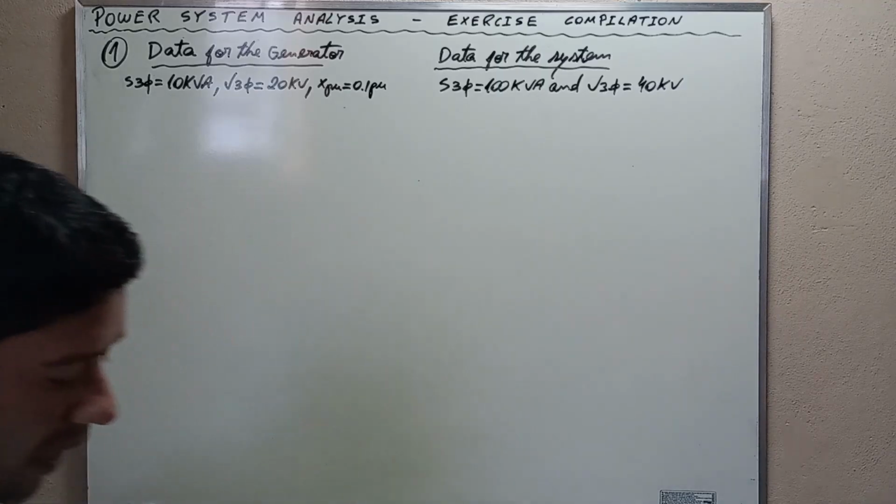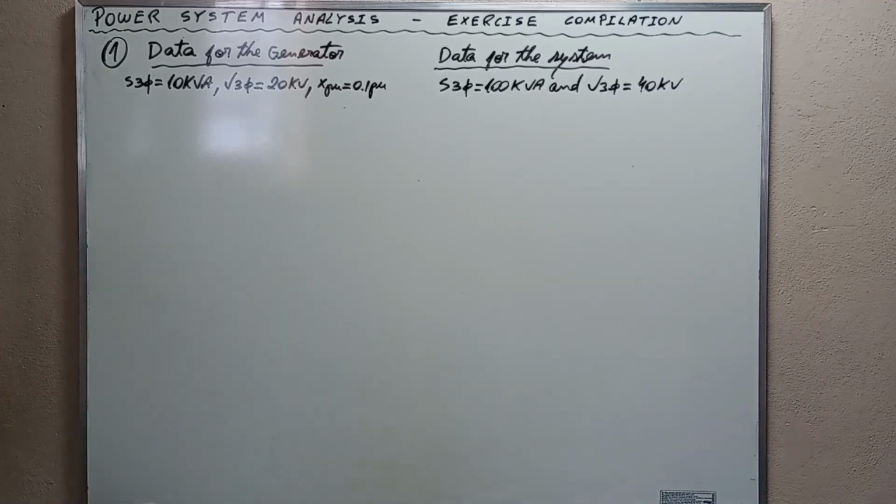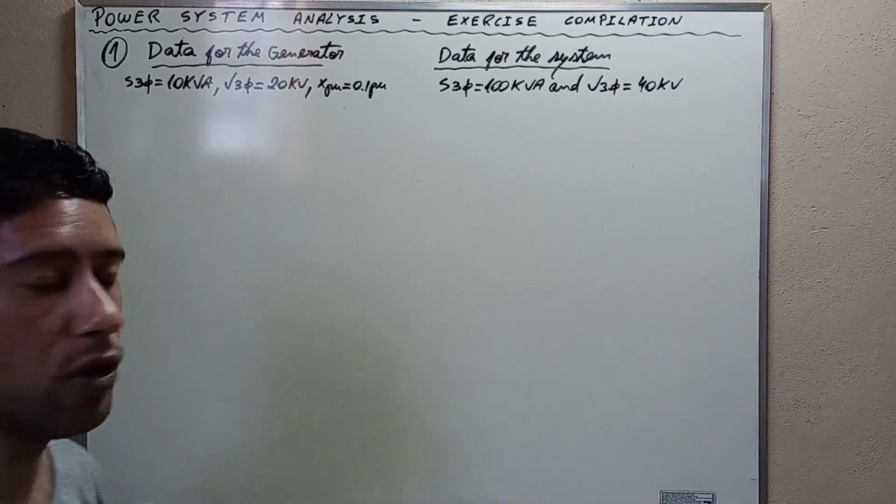A 10 kVA 20 kV three-phase generator has reactance in per unit equal to 0.1. This generator is integrated into a system whose base power is 100 kVA and whose base voltage is 40 kV. Therefore, what is the value of its reactance in per unit at the basis of the system? Alright, my friends, this is the exercise. Let's go to the solution.